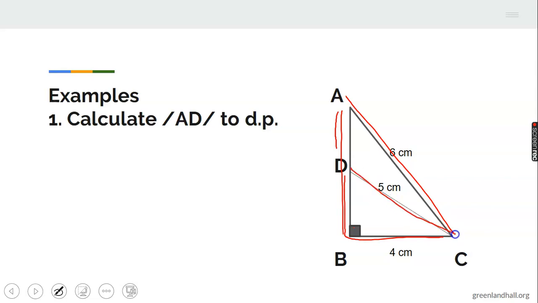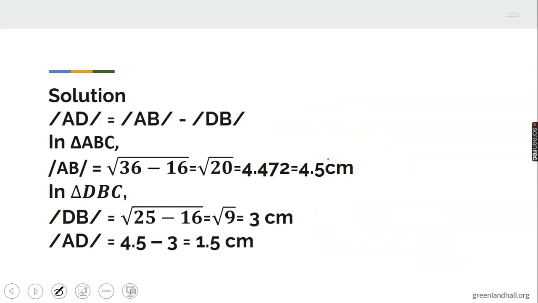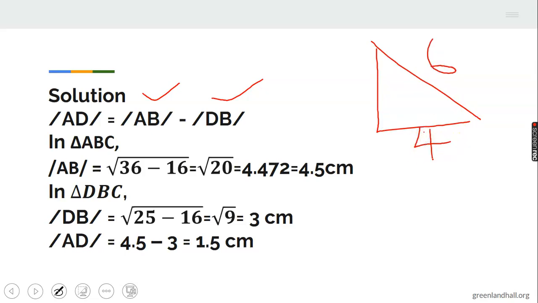We take the first one, this, and we're able to look for DB. Once we get DB, then we can now look for AB. So the difference between them will give me AD. And here we go. So AD is equal to AB minus DB, just as I've explained before. But in the first triangle, the biggest triangle, this one is 6, while this is 4. This is A, and this is D.